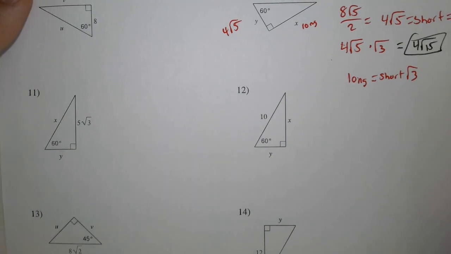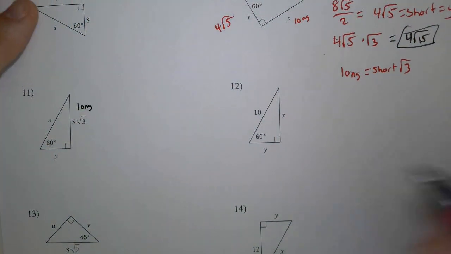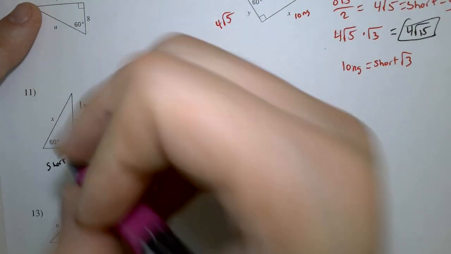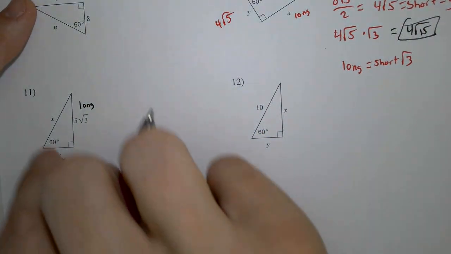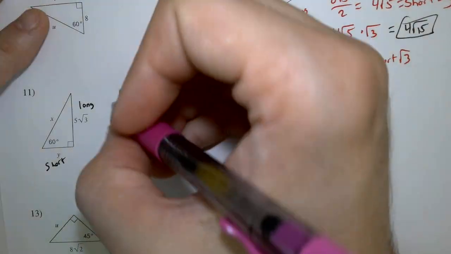Not much, but a little bit. This is the long side. You always want to find the short side first, because you go from the long to the short to the hypotenuse, or from the hypotenuse to the short to the long, or from the short to both. So we're going to take the long side.